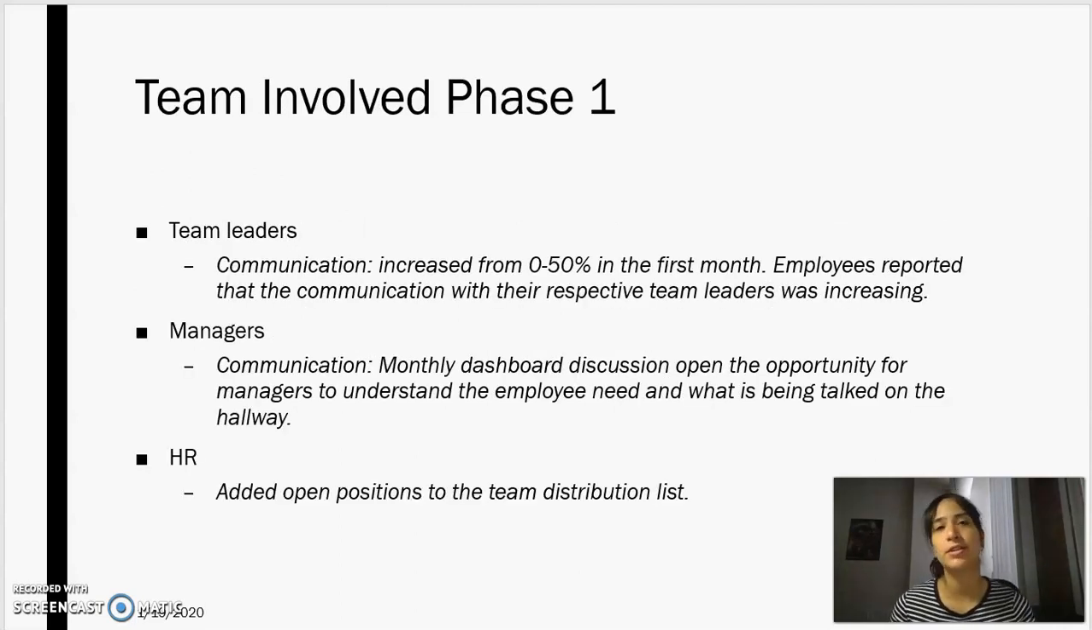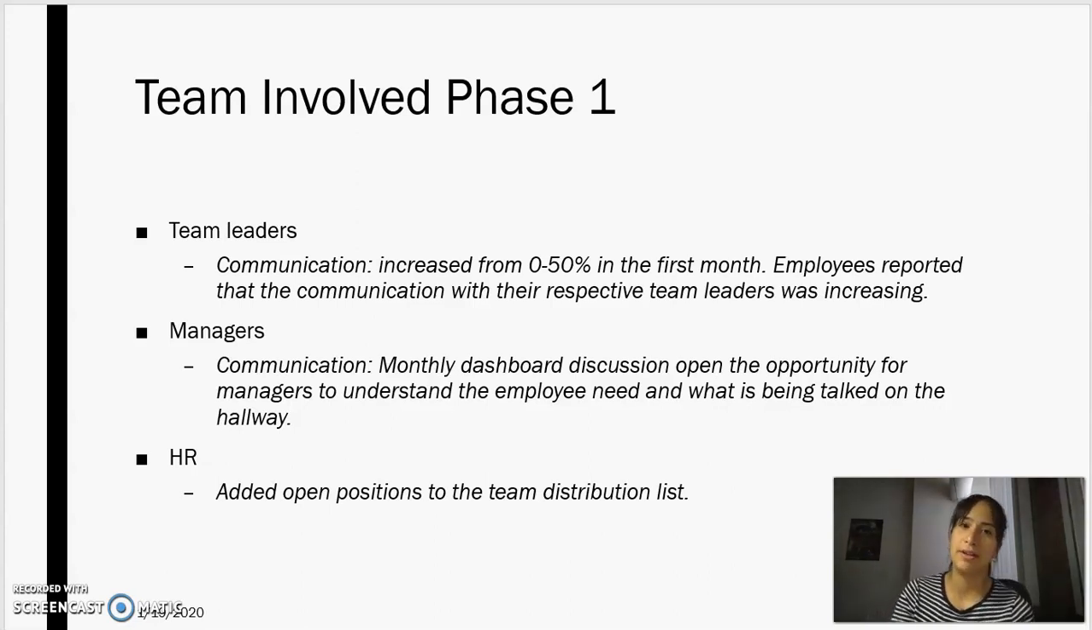So in phase number 1 of the plan, we involve 3 key groups: team leaders, managers, and human resources, where communication increased from 0 to 15% in the first month of the plan being implemented. The employees were really happy that the team leaders were communicating their plan or the information provided to them on a monthly basis. They were sending more emails and posting information that the employees found valuable.